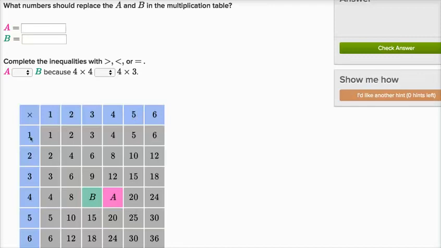And so you notice that if you go into any row, you're counting by that number. And if you go into any column, you're also counting by that number. So for example, in this 2's column right over here, you're counting by 2's: 2, 4, 6, 8. In this 5 column, you're counting by 5's: 5, 10, 15, 20. And that makes sense because 5 times 1 is 5, 5 times 2 is 10, 5 times 3 is 15, 5 times 4 is 20.